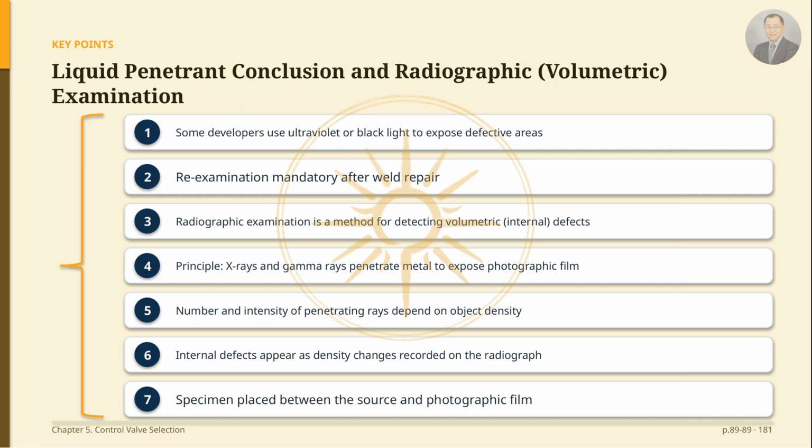The third method, radiographic examination, is a volumetric examination used to detect internal defects. The principle is that X-rays and gamma rays pass through metal objects that are impervious to light rays and expose photographic film, just as light rays would. The number and intensity of the rays passing through the metal depend on the density of the object. Since subsurface defects represent changes in material density, they can be captured via radiographic photography. The piece to be inspected is placed between the X-ray or gamma ray source and the photographic film.